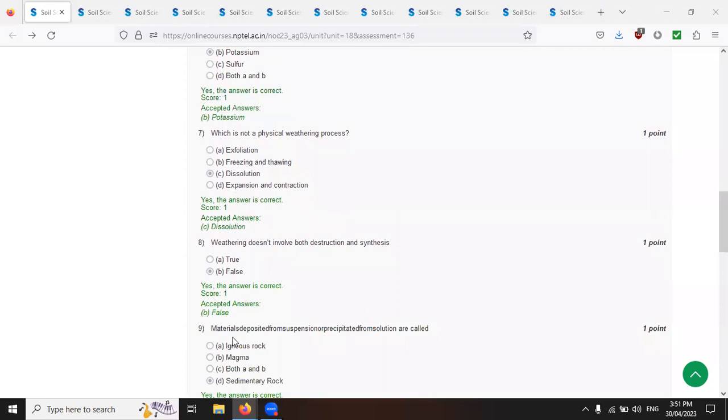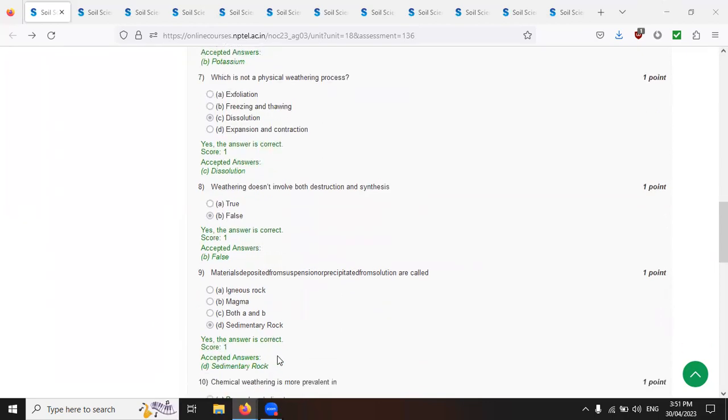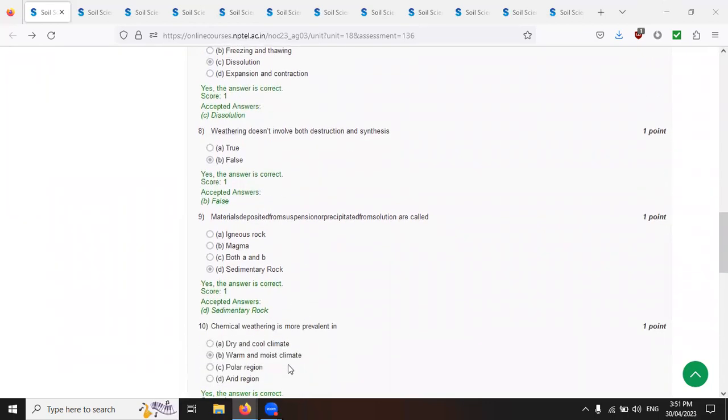False. Materials deposited from suspension or precipitated from solution are called igneous rock, magma rock, both A and B, or sedimentary rock? What about metamorphic? The answer is sedimentary. Chemical weathering is more prevalent in dry and cool climate, warm and moist climate, polar regions, or arid regions? Chemicals need water to break down, so it's in the warm and moist regions.